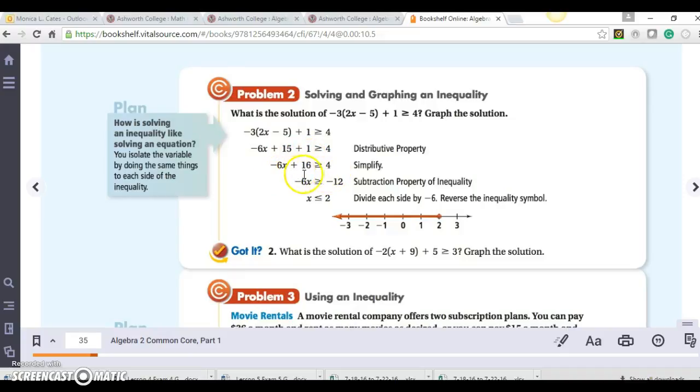Then I'm going to subtract 16 from both sides, and my 16 crosses out over here, and I'm left with negative 6x is greater than or equal to negative 12. Now I'm going to divide both sides by negative 6. When I divide by a negative 6, my inequality will flip, so I get x is less than or equal to 2. And if I graph it, I have a closed dot at 2, and I'm going to the left.